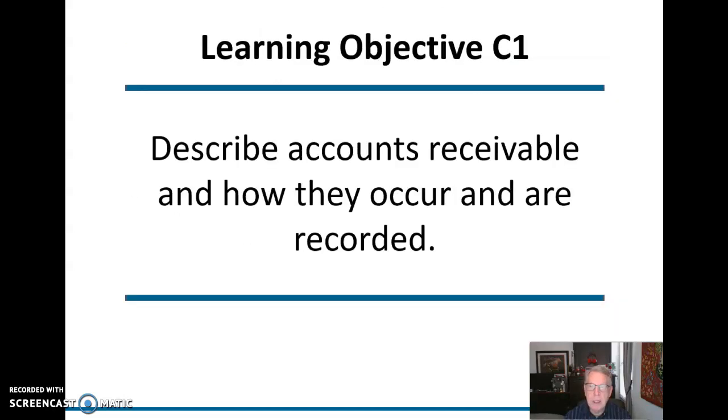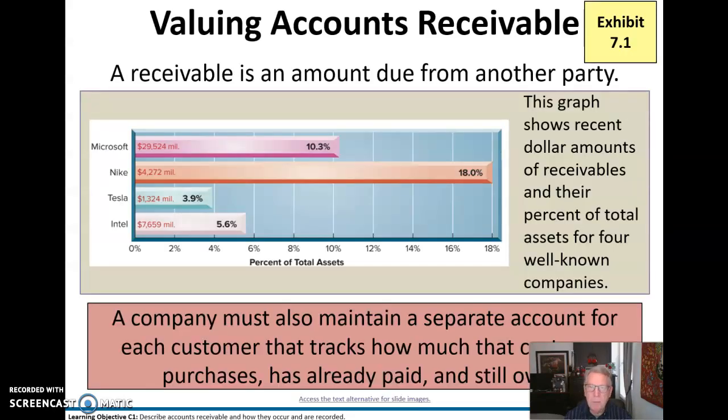All right. How do these receivables occur? Well, a company maintains a separate account for each customer, and that tracks how much that customer has already paid and still owes. Very important to track that aging. Some of our customers are not as honorable at paying us on time, so we have to stay on those customers routinely to get them to pay us on time.